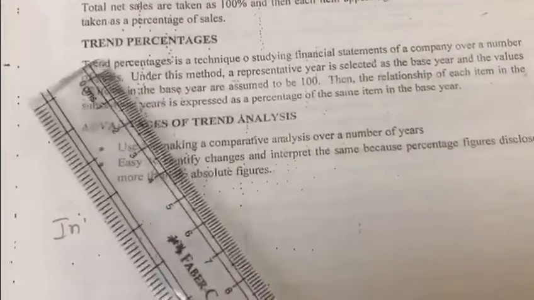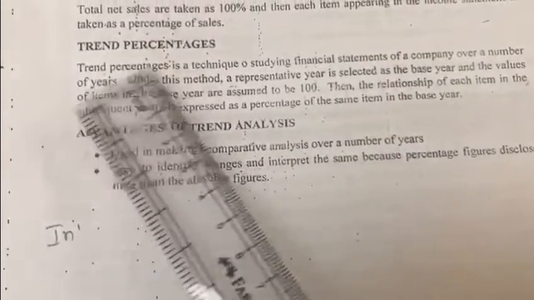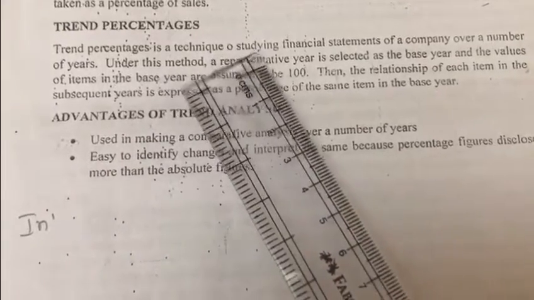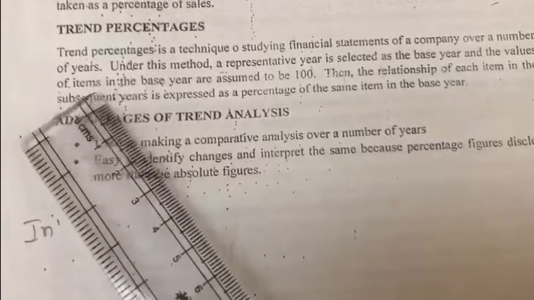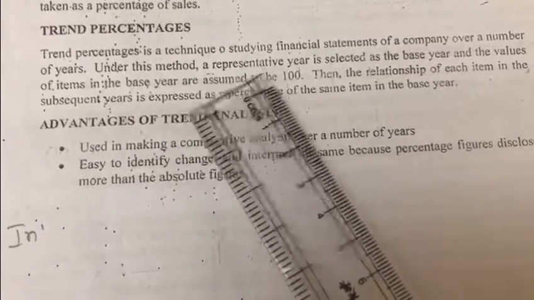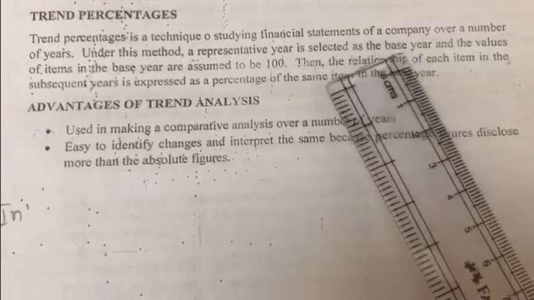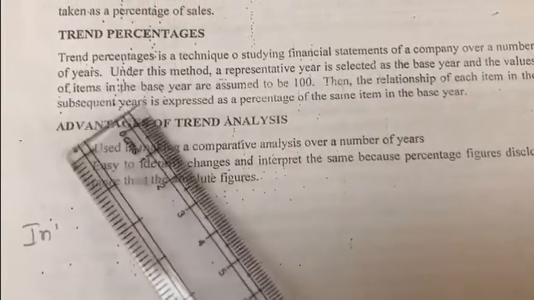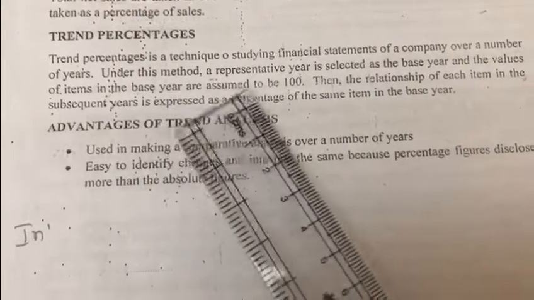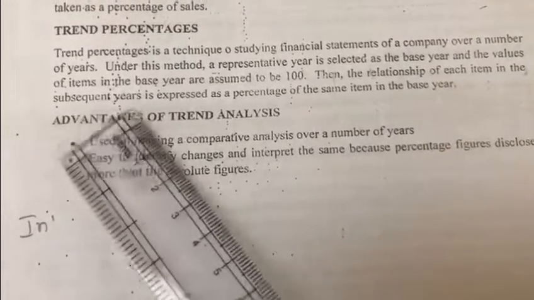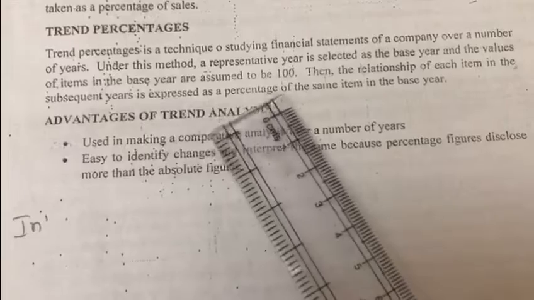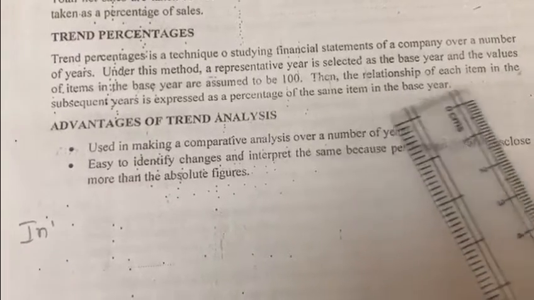Then the next one you have is trend percentages. Trend percentage is a technique of studying financial statements of a company over a number of years. Under this method, a representative year is selected as the base year and the values of each item in the base year are assumed to be 100. Then the relationship of each item in the subsequent years is expressed as a percentage of the same item in the base year.